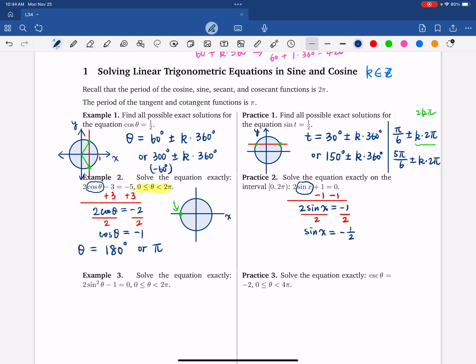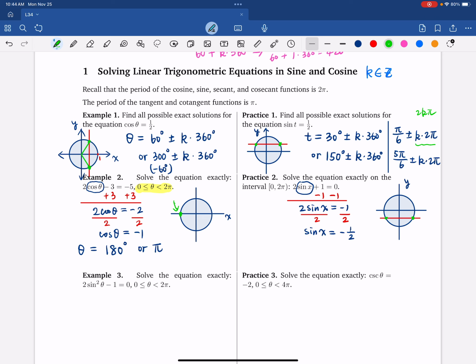And then we're going to do a unit circle sketch. All right, and then do the axes. Remember, sine is the y-coordinate, so we're looking at the vertical axis, and the value is -1/2. So I'm going to draw a horizontal line, and this line passes through the unit circle at these two points. These two are the solutions.